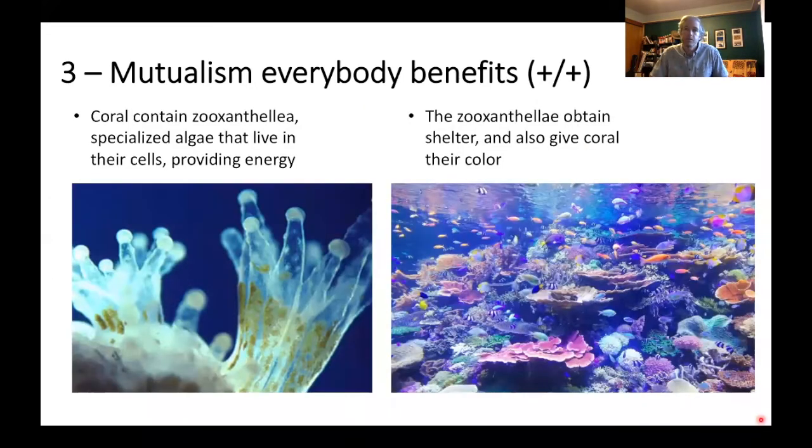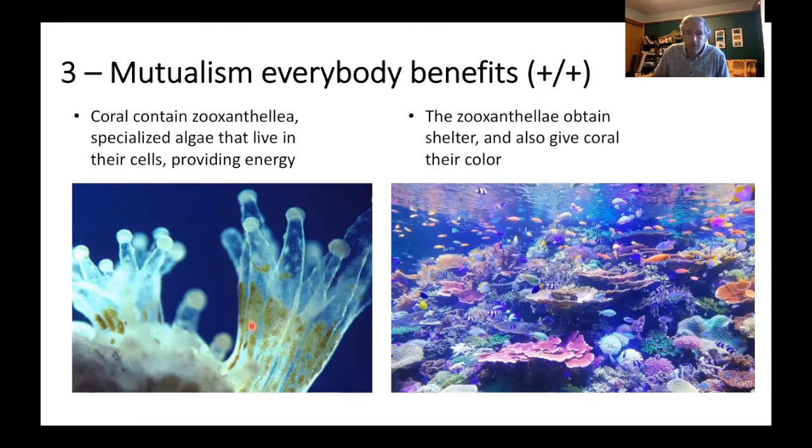One of the other mutualisms that's very, very important globally is the relationship between coral and the algae called zooxanthellae that live within them. So coral, this is a coral polyp here. Coral is an animal. It's related to a jellyfish. And within its tissues, there are specialized algae. These specialized algae called zooxanthellae live in the cells. Now, these specialized algae photosynthesize, like other plants do, and provide energy to the coral.